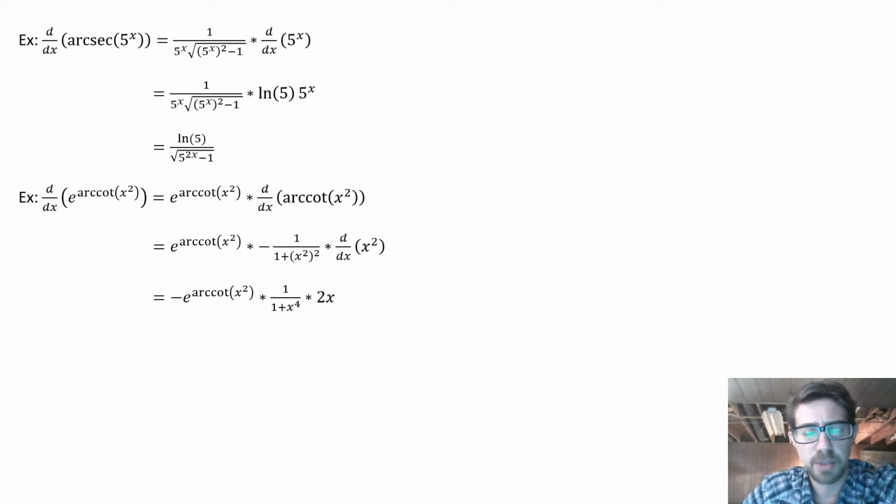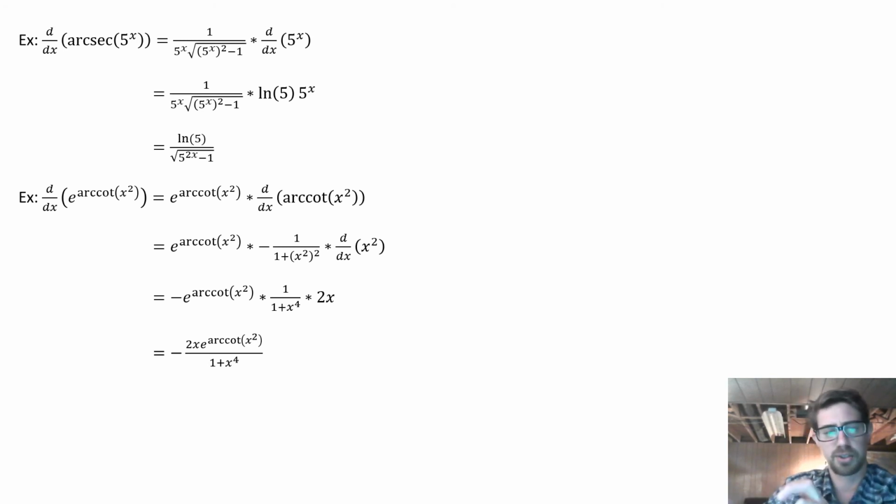So again, just a little bit of consolidation. I moved the negative to the outside just because I think it looks nicer. I said x squared squared, you just multiply the exponent, so that's x to the 4th. So that'd be a fine answer. Again, this can't really be simplified, but it can be consolidated and just written in a way that's more pleasing to the eye. So I think the best way to write that is negative 2x times e to the arc cotangent of x squared, and then just over 1 plus x to the 4th. So right, we're getting very different functions than we started with.